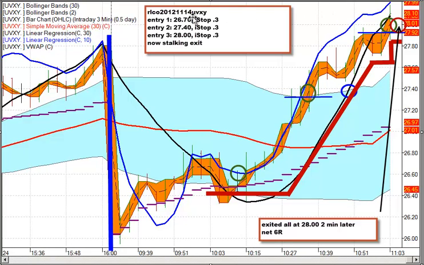So that's the trade of the day, regression line crossover for November 14th, 2012 in UVXY.